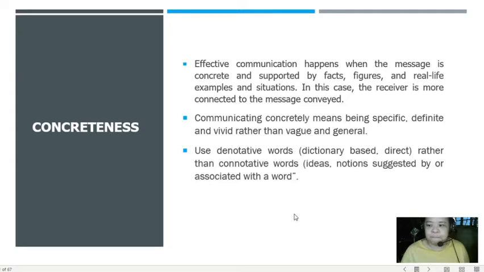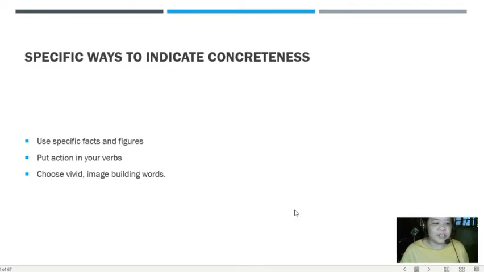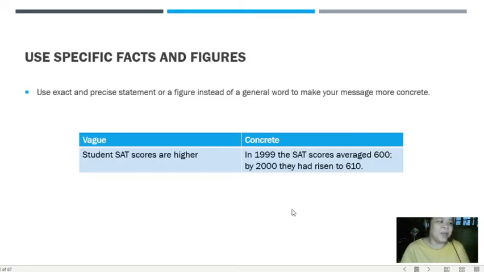Let's continue. There are specific ways to indicate concreteness. Number one is to use specific facts and figures. Number two, put actions in your verbs. And three, choose vivid image building words. I will give you examples for each so that you will understand what it means. When I say use specific facts and figures, use an exact, precise statement or figure instead of a general word to make your message more concrete.